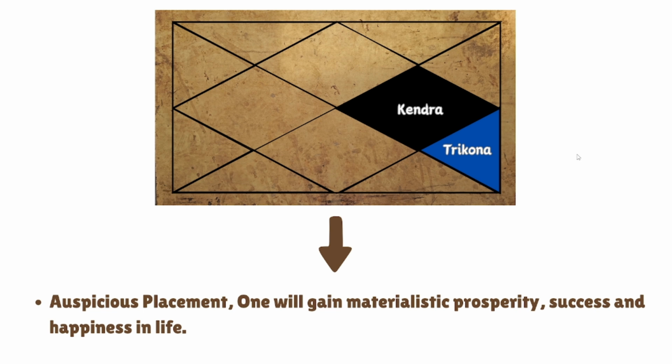So when Kendra and Trikona get connected to each other, even if the placement is 12 places away, while there will be minor hiccups, it is still a very good placement because Kendra and Trikona are getting connected. So it is definitely an auspicious placement. One will gain materialistic prosperity, success, and happiness in life, given it's well placed.